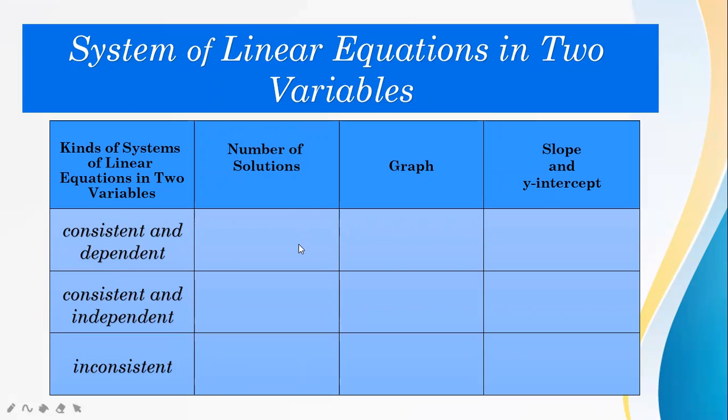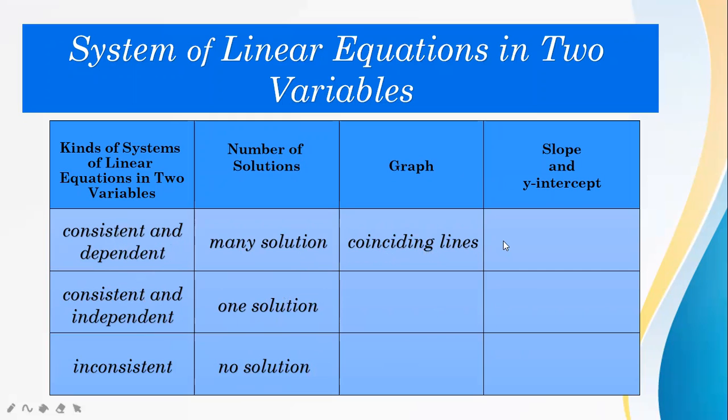Then, the number of solutions. The number of solutions of a consistent and dependent system is many solutions. Then, consistent and independent, one solution only. And inconsistent system is no solution. Many solutions, one solution, no solution. How about the graph? The graph of a consistent and dependent system is coinciding lines, while the graph of a consistent and independent system is intersecting lines. And an inconsistent system is parallel lines.